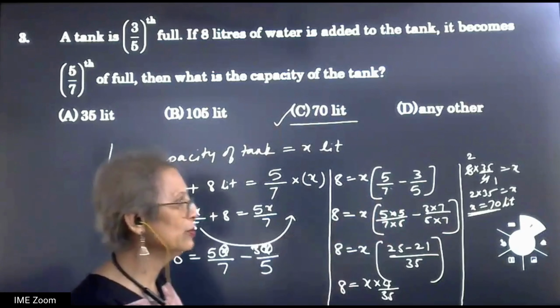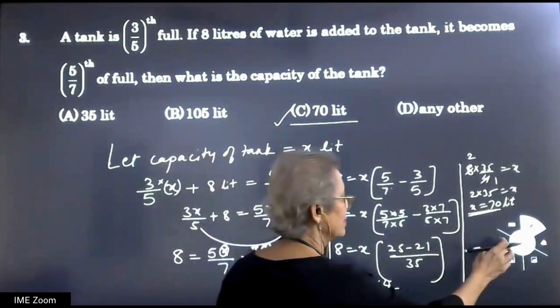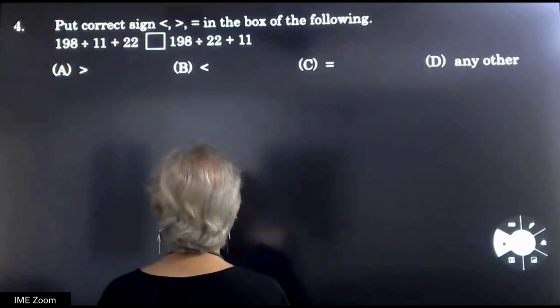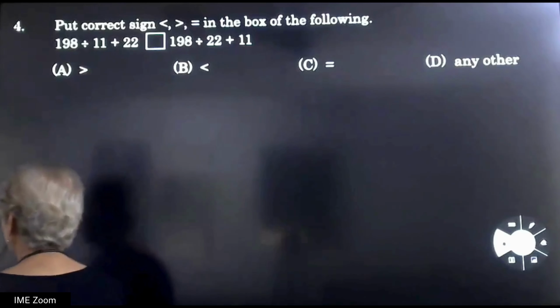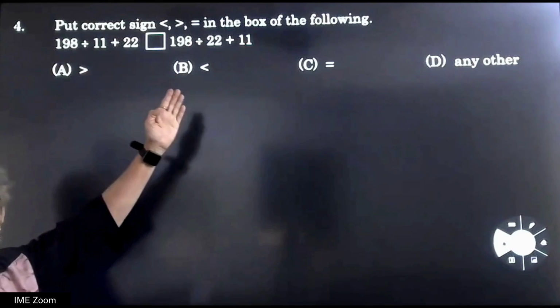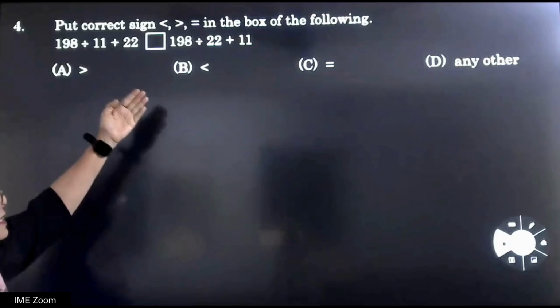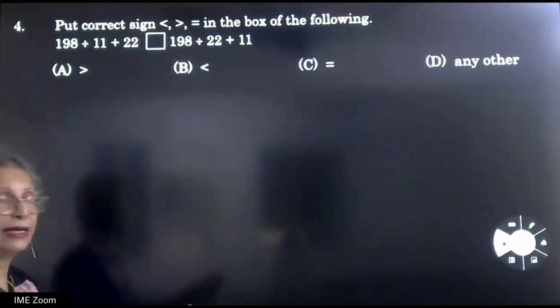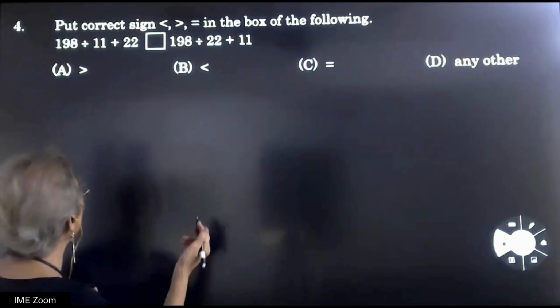Okay, so now let us move to the next question. Look here now. This is a question of inequality. They are saying to put this symbol. Out of these three, any symbol can come over there. It can be an equality, it can be an inequality. So let us simplify it.